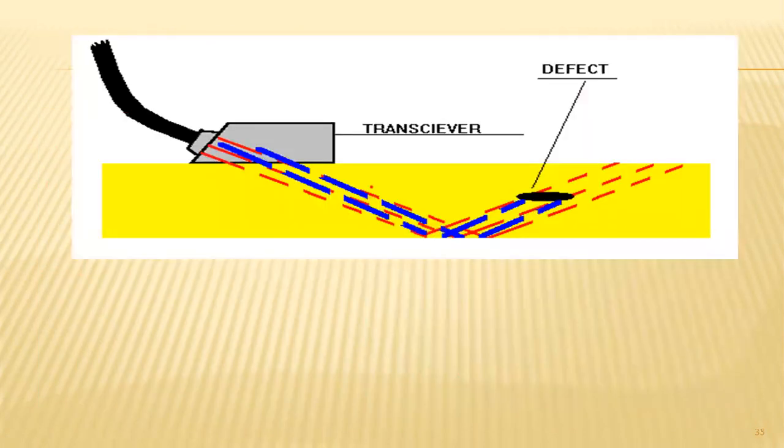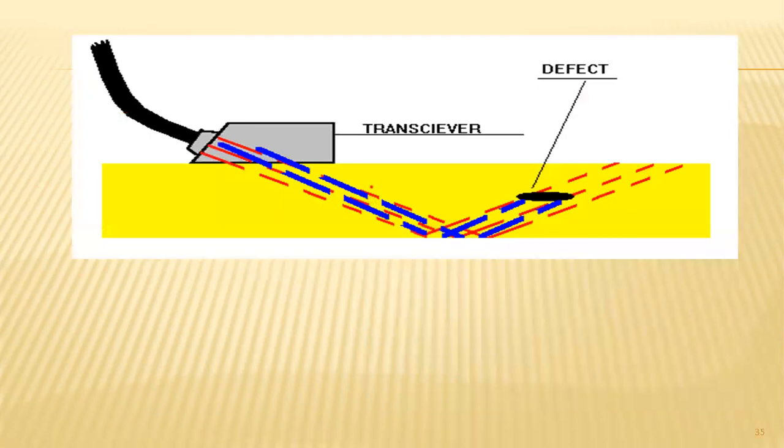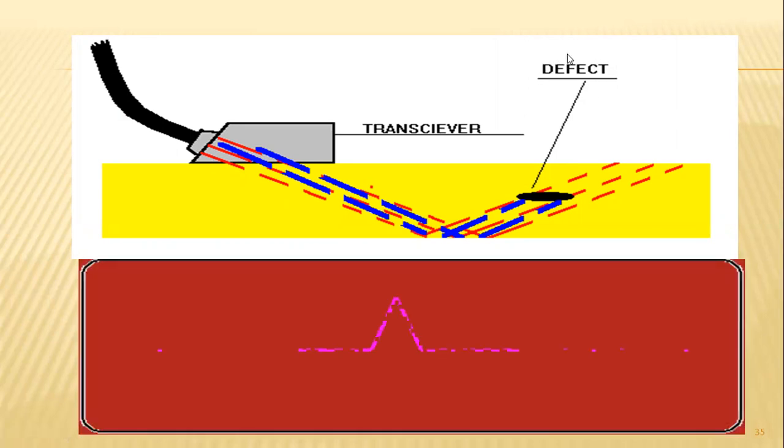This is the transceiver, this is the ultrasonic device system. This is the system where the sound waves are processed and the signals are transferred, and if any defect happened internally in the solidification process, it will be detected and visualized in our detector.